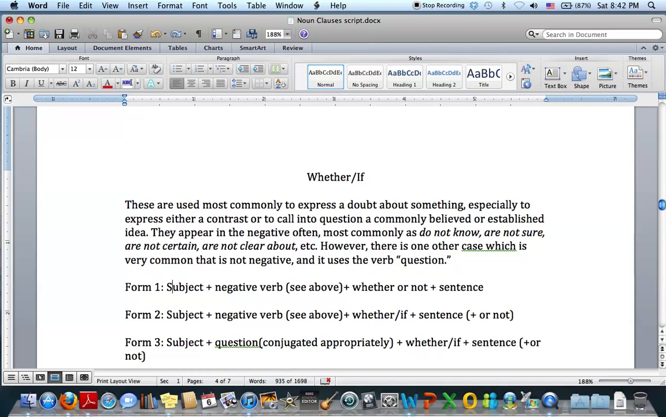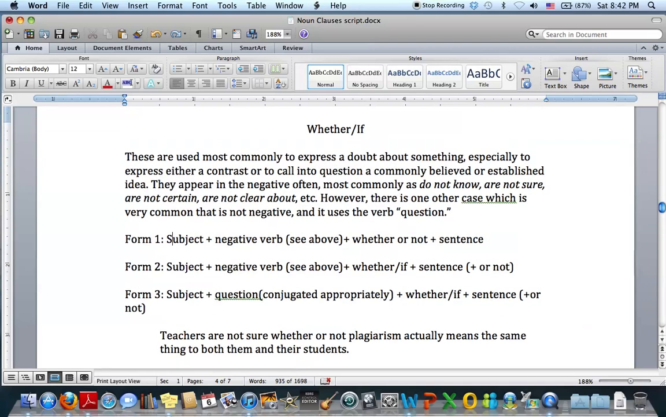All right, let's take a look at some examples here. So for the first form, we got our subject here. Teachers. Then we get a negative verb, just like we saw up there. Teachers are not sure. Okay, so subject plus negative verb, good. Now we get whether or not. Whether or not plagiarism actually means the same thing to both them and their students. So what we're talking about here is teachers not knowing if something is true or if it is not true. And this is the thing that they're unsure about, this idea right here. So we end up with that.